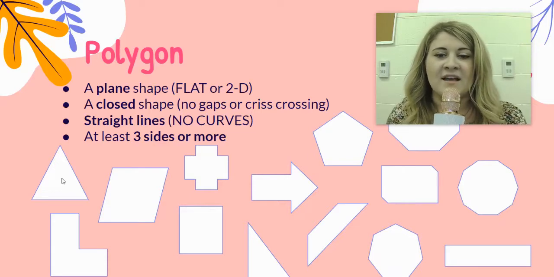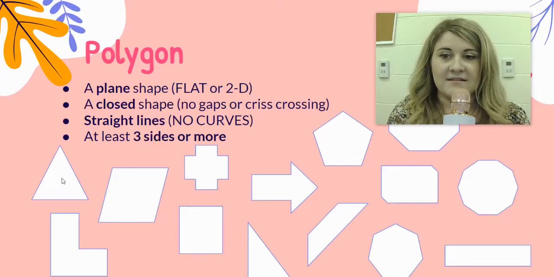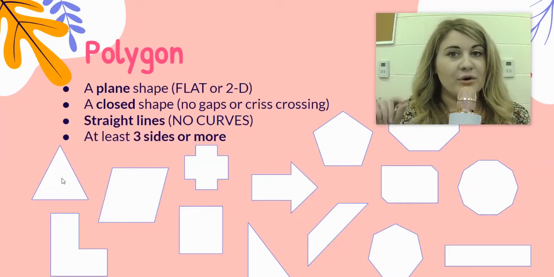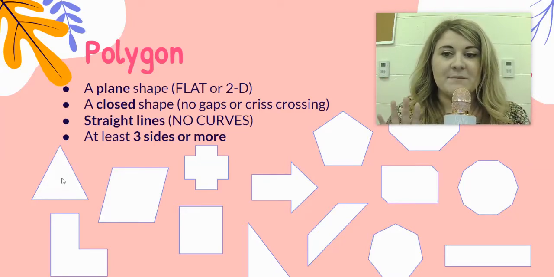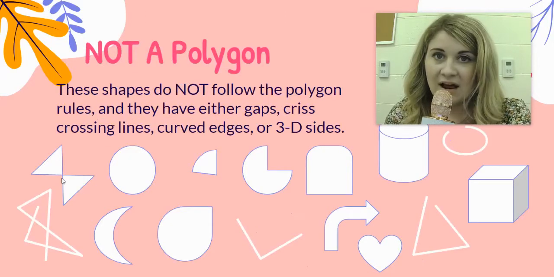hexagons, heptagons, decagons, octagons, and nonagons, and triangles. All of these shapes that you see right now have straight lines. All of those lines are connected. They come together at corners. There are no curves, and all of these shapes are flat. They are not 3D. Here are some examples of what is not a polygon.